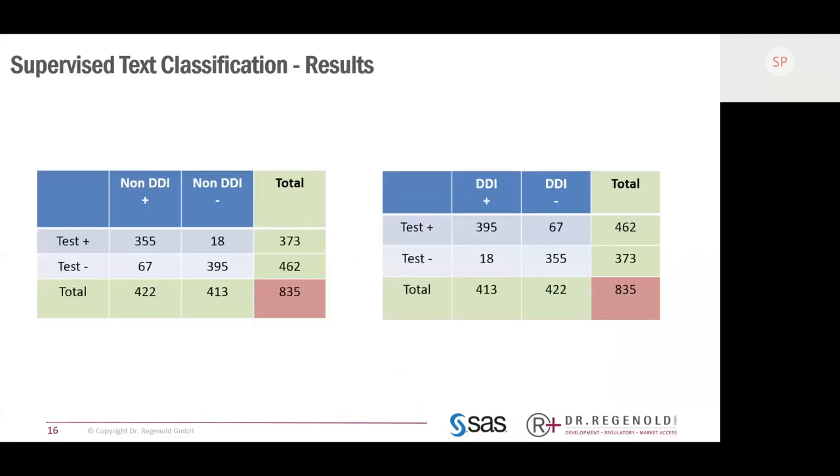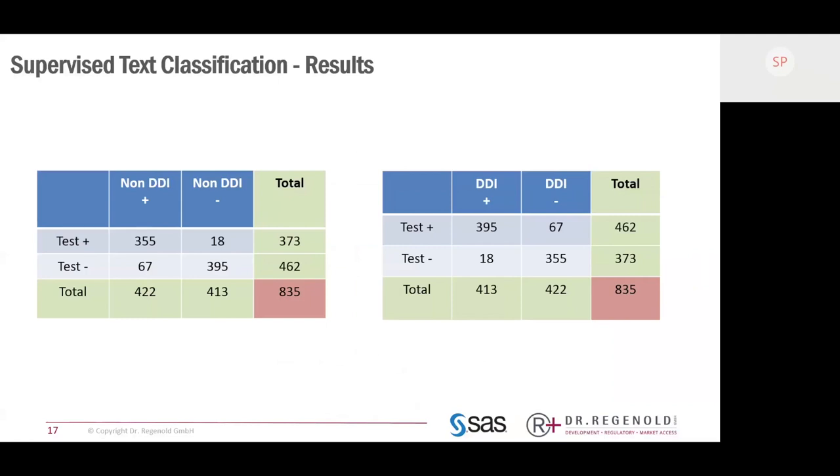Next slide, please. If you look into the true positives of DDI statements, we had about 395 true positives, 67 false positives, 18 false negatives, and 355 true negatives. So the results were quite promising on both the models, but we set our main goal to combine both rule-based SAS Visual Text Analytics as well as supervised machine learning models. So the aim was having the best of both models.